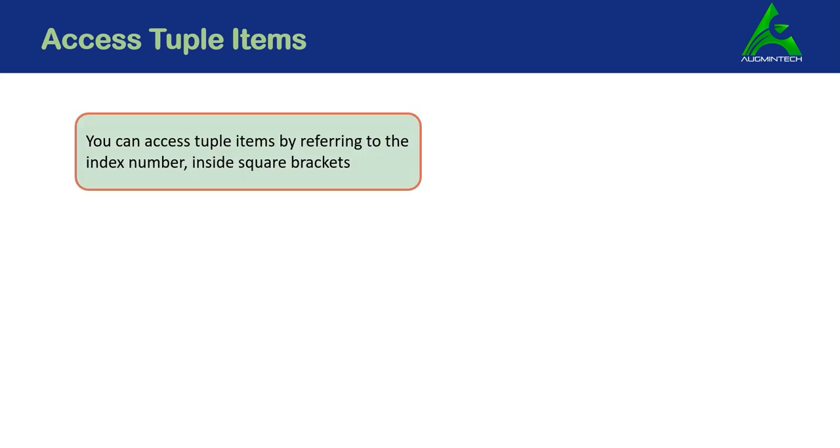Now let's see how to access tuple items. You can access tuple items by referring to the index number inside the square brackets. Indexing starts from 0 and goes up to length minus 1. From the left-hand side, indexing starts from 0, and from the right-hand side or the end, indexing starts from minus 1. So here in this example, my tuple of 1 would return the value b because b is the element or item that is sitting in position 1.